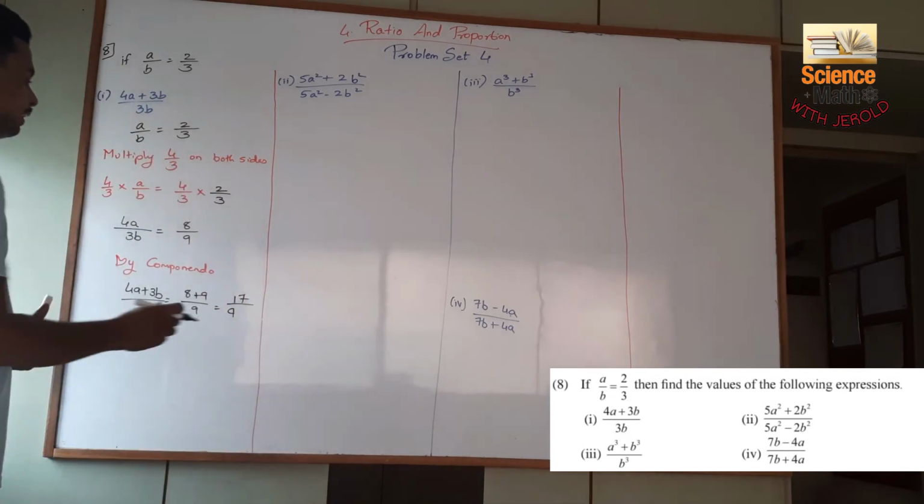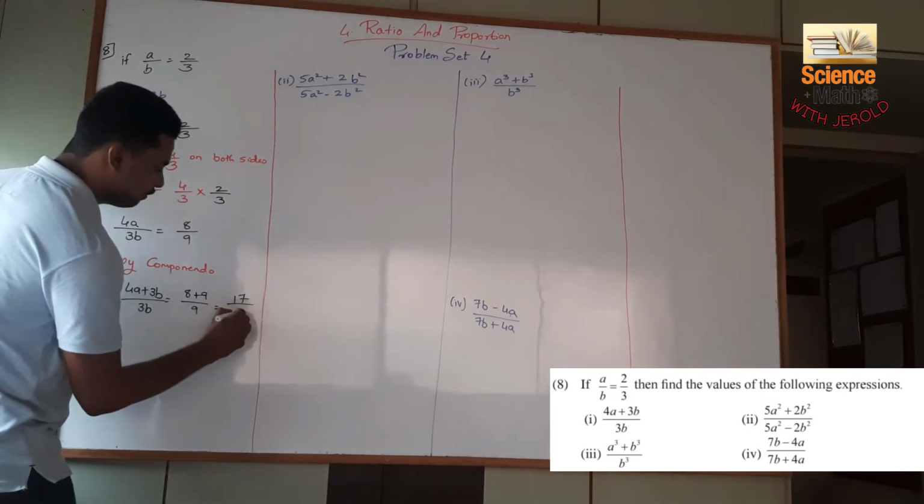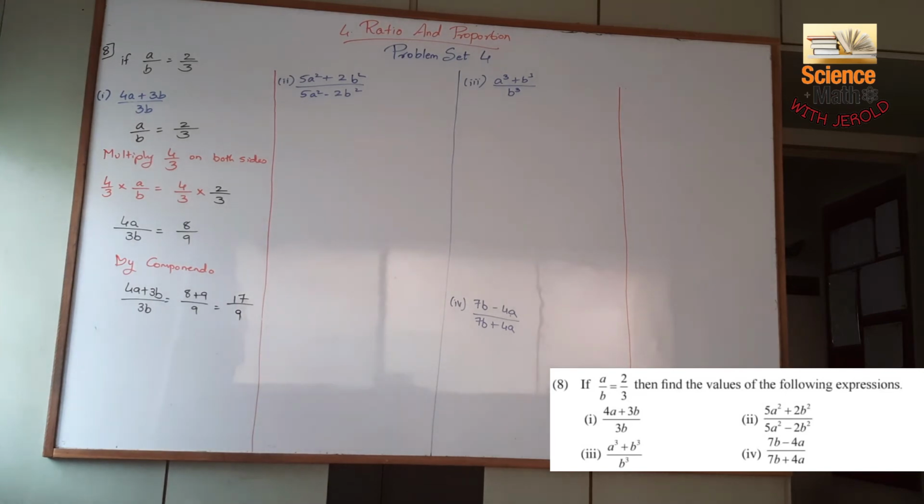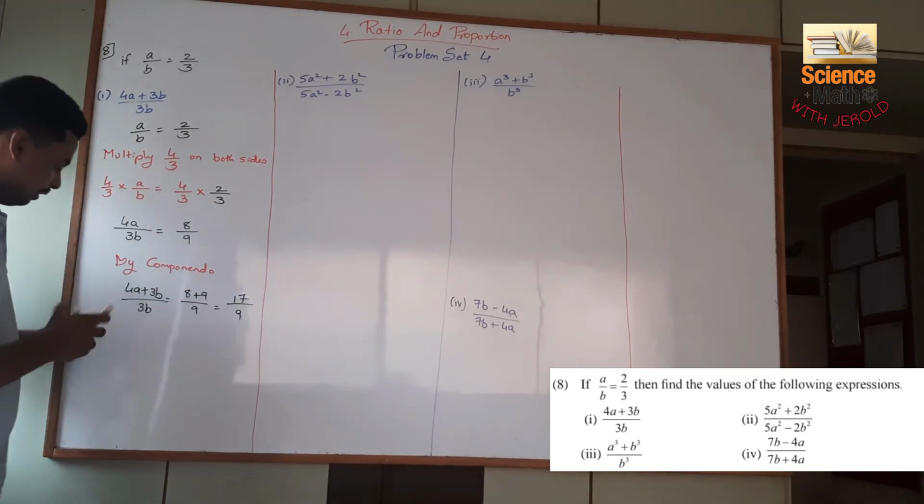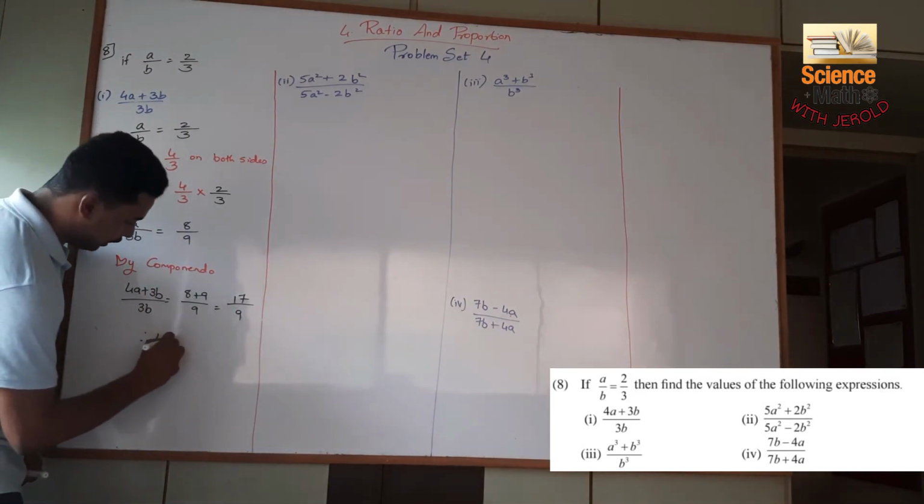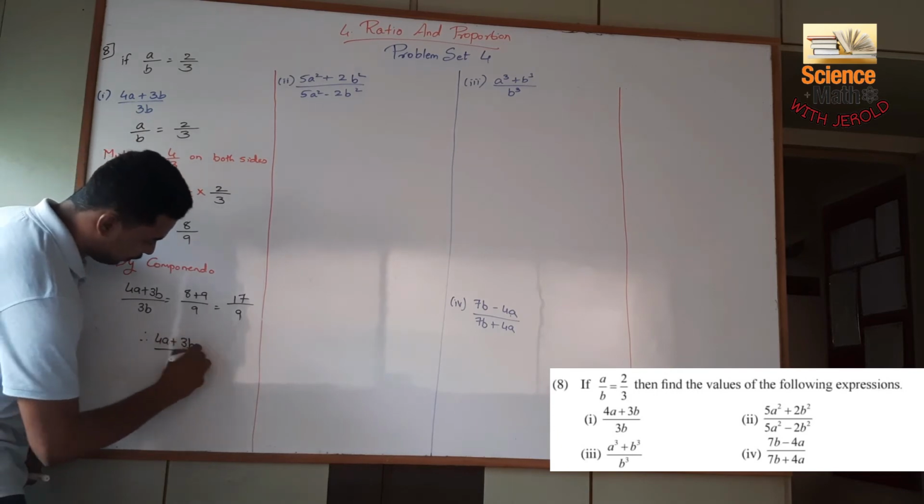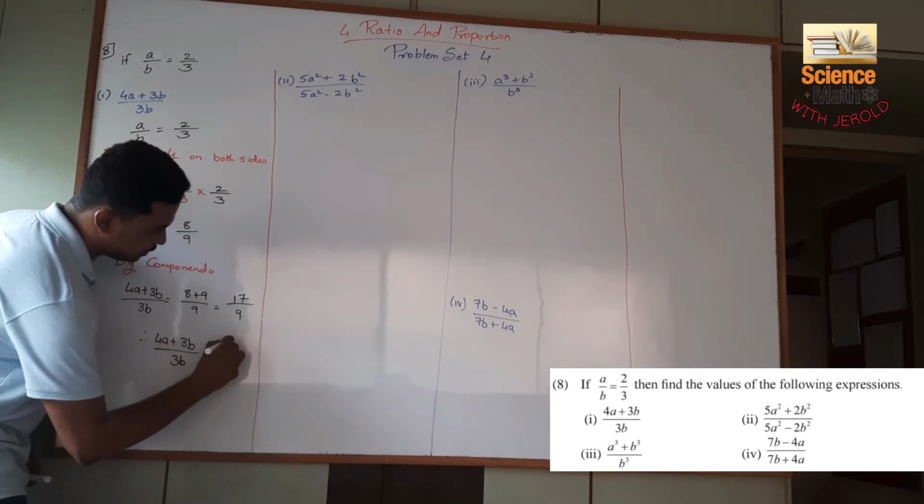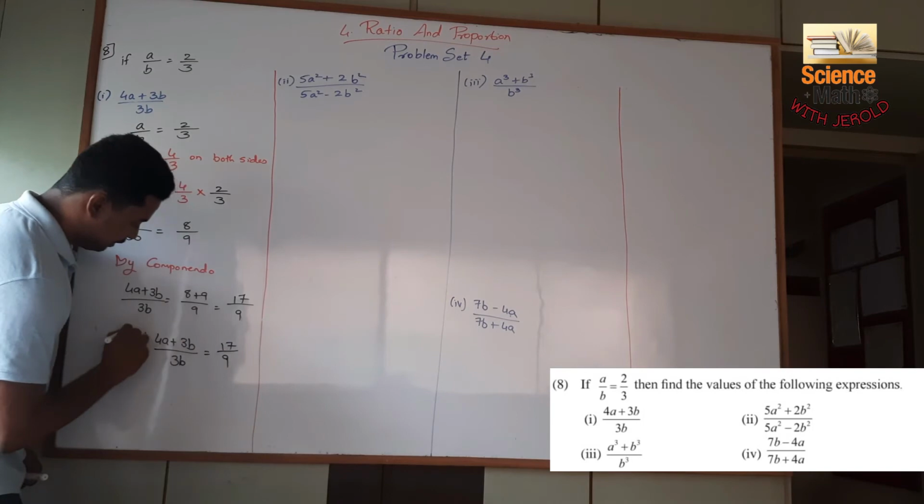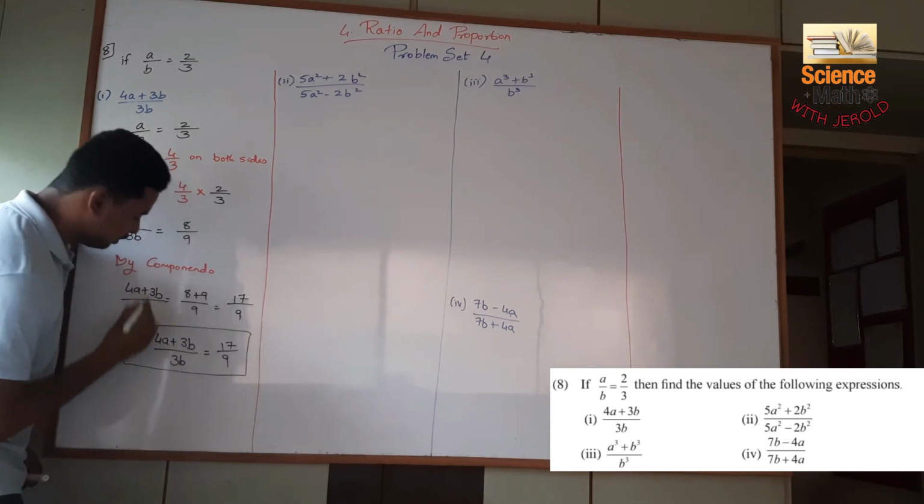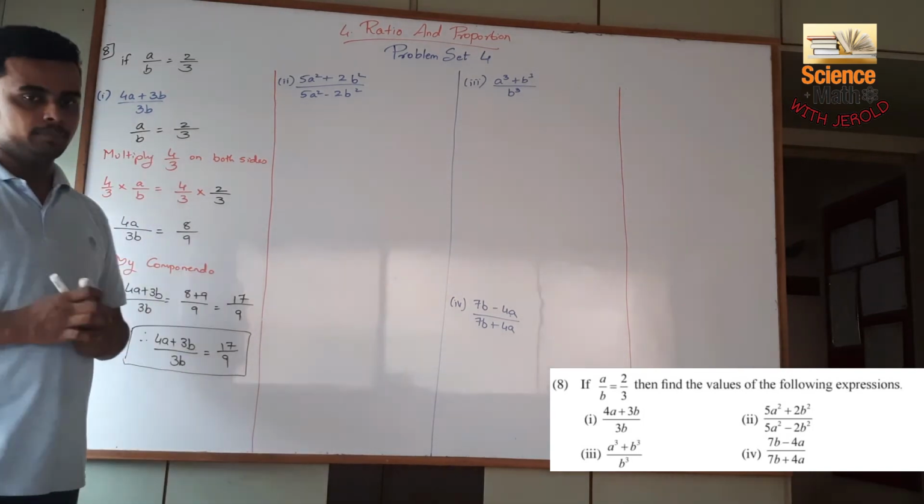This is my ratio that I get from the first part, for the first part that I was supposed to solve. So my final answer will be (4a + 3b) upon 3b is equal to 17 upon 9. That was question number 8's first part.